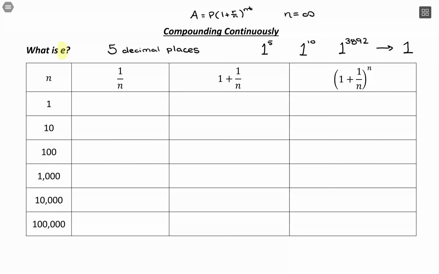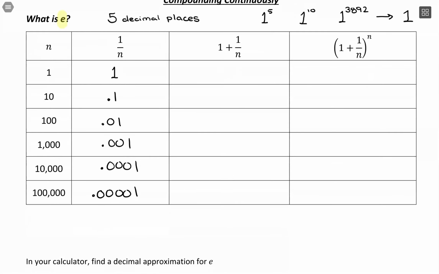This table here is something you could fill in with your calculator if you want to try it out for yourself. It's the idea of having these different values for n here and plugging into this equation. Like this first column, I'll fill out 1 divided by n, where we're plugging in 1, or 10, or 100, or 1,000. So we're creating these fractions. 1 divided by 1 is just 1. 1 divided by 10 is 0.1. Then we'd have 0.01, 0.001, 0.0001.